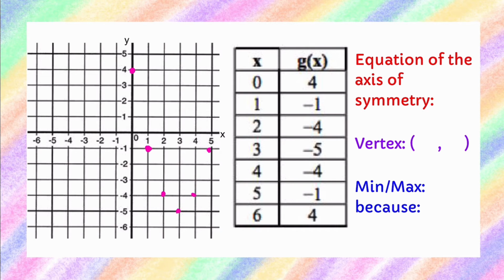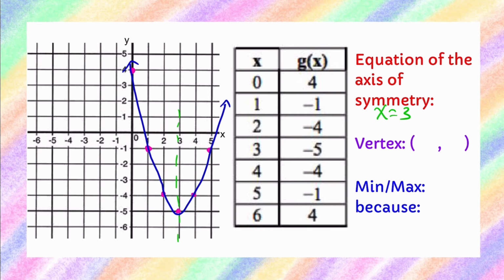We actually don't need it. So I connect my points best I can. The equation of the axis of symmetry. What would that be? Well, that is x equals 3.